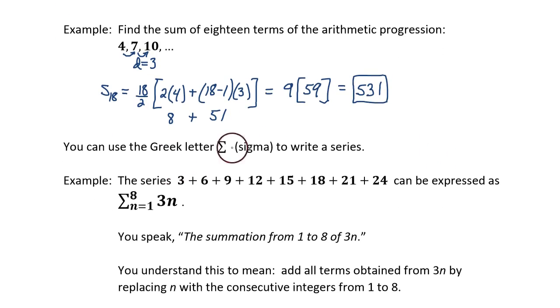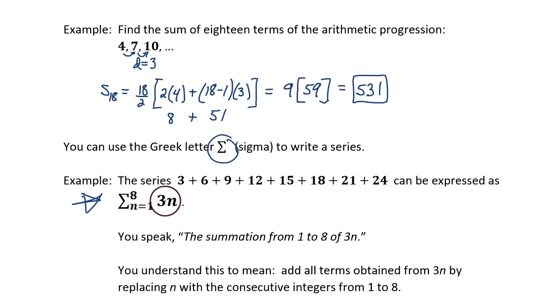We can use the Greek letter sigma to write a series. Here's an example. This series, 3 plus 6 plus 9 plus 12, and so on all the way to 24, can be expressed with these symbols. So notice the sigma symbol, and then right down here in the bottom corner of that, or even underneath, you say n equals 1, and then in the upper corner, or right above, you say 8. That's telling us that the number of terms is running from 1 through 8. And then over here on the side of the symbol is the mathematical formula that generates each of the terms. In this case, it's 3 times n.